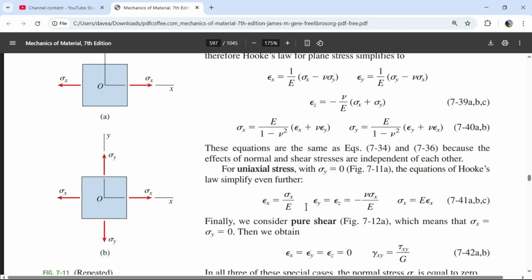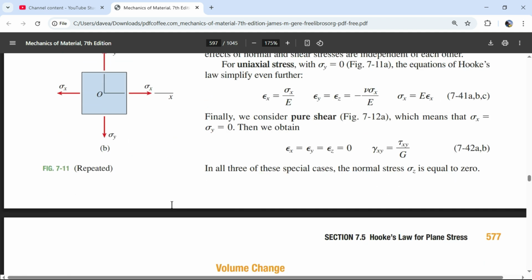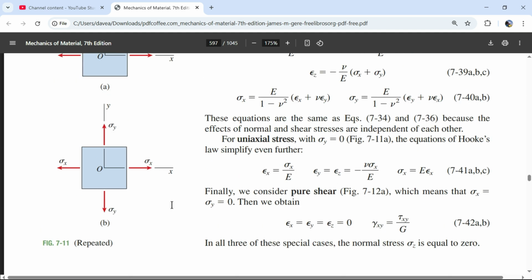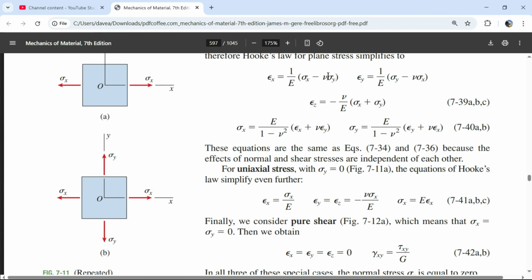Okay, now pure shear is where sigma x and sigma y are 0. They don't have a picture of that, and we just have shear. So sigma x is 0, this is 0. Strain in the x is 0. Sigma x is 0, sigma y is 0, this is 0.